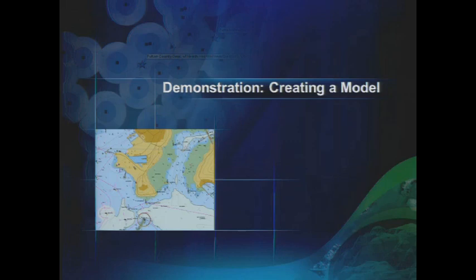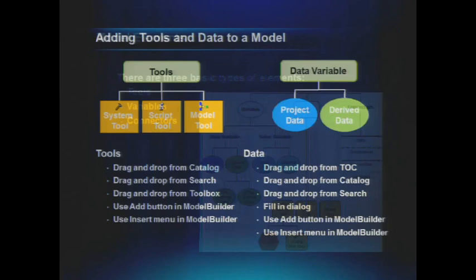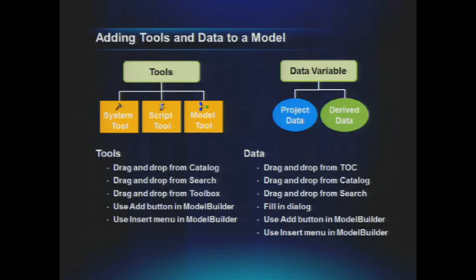Right. So I'm going to kind of fly through these slides because we've already discussed this and seen what it is. The model elements: you have tools and variables and connectors that you possibly have on your actual model. Adding tools and data to the model, you saw me drag and drop. We can also use the add data or tool in the model builder window to add information. So it's pretty easy to get stuff onto that nice drag and drop environment.